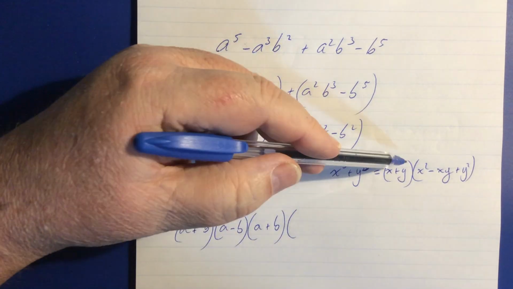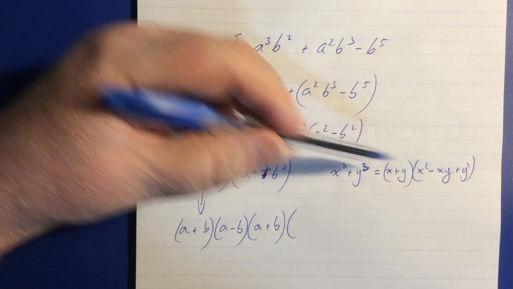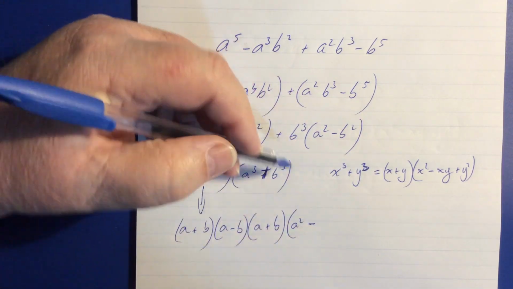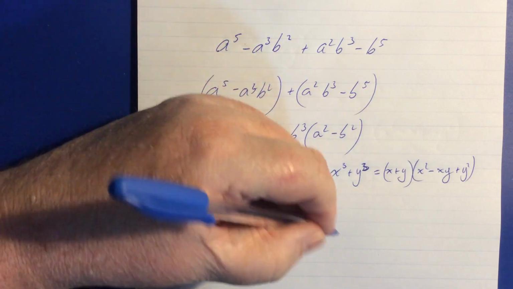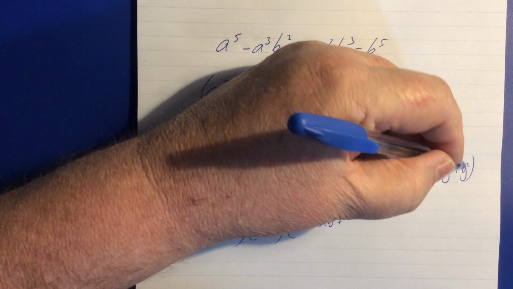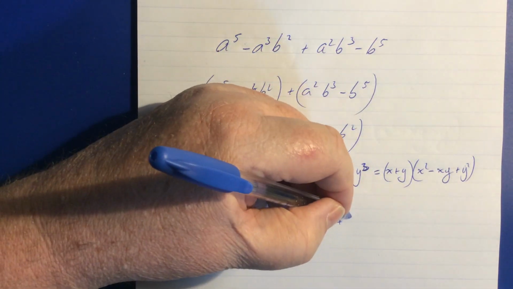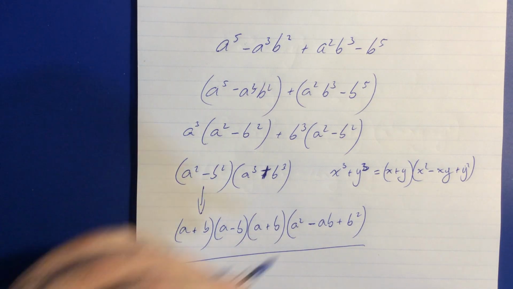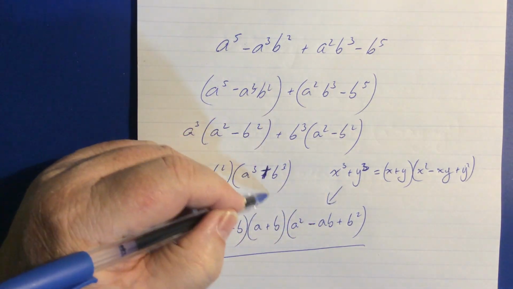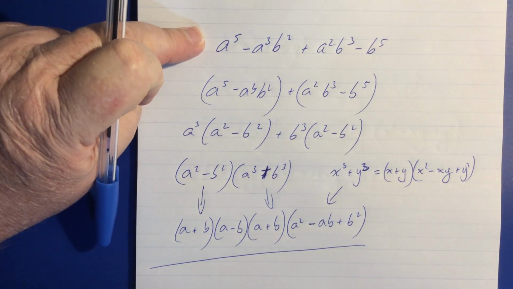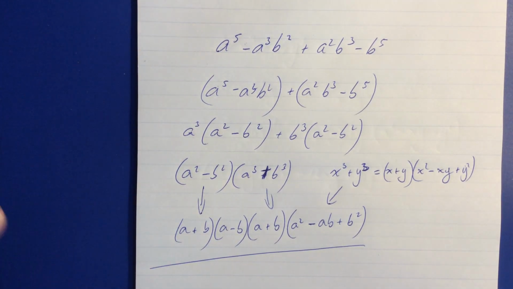Then we have x squared, which will be a squared, minus a times b, ab, plus the equivalent of y squared, which is b squared. And that is the fully factorized form of the thing that you see at the top of the page, which is not, absolutely not, a binomial expansion.